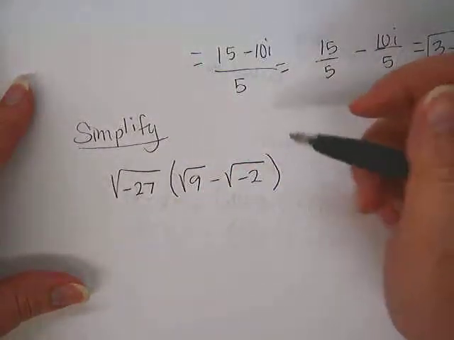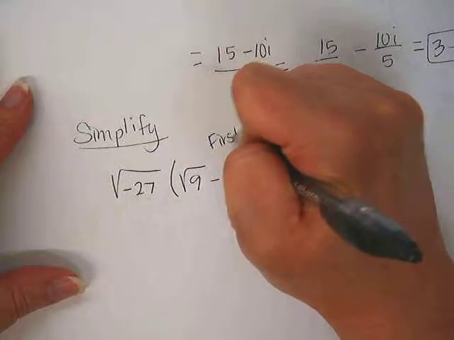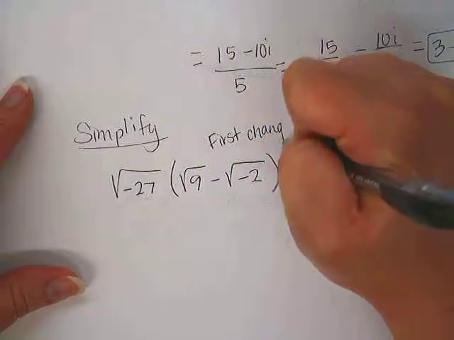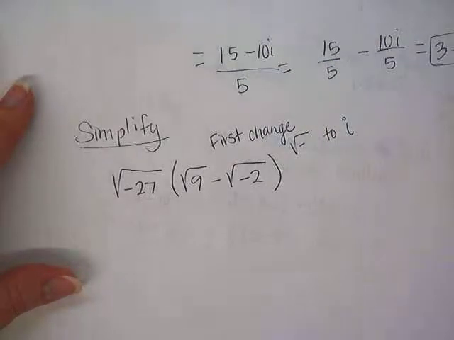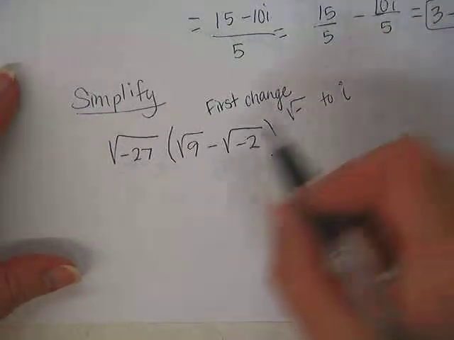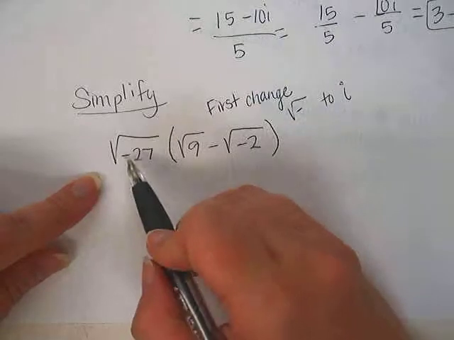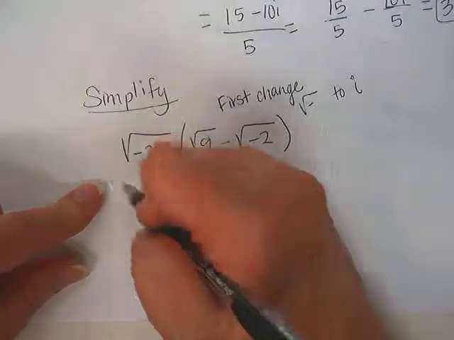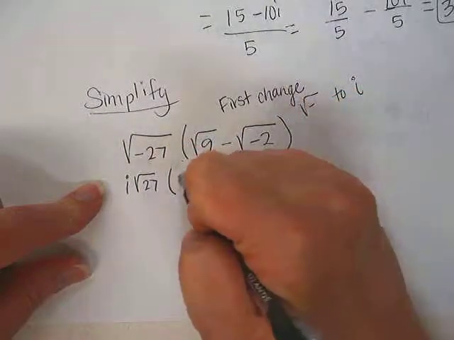Okay, one last thing to talk about is simplifying problems. You'll be given some ugly problems and just asked to simplify them. You will be tempted to distribute first. Don't distribute first. First, you must change your negatives to i's, because if you don't, then your answer actually will not end up being correct.